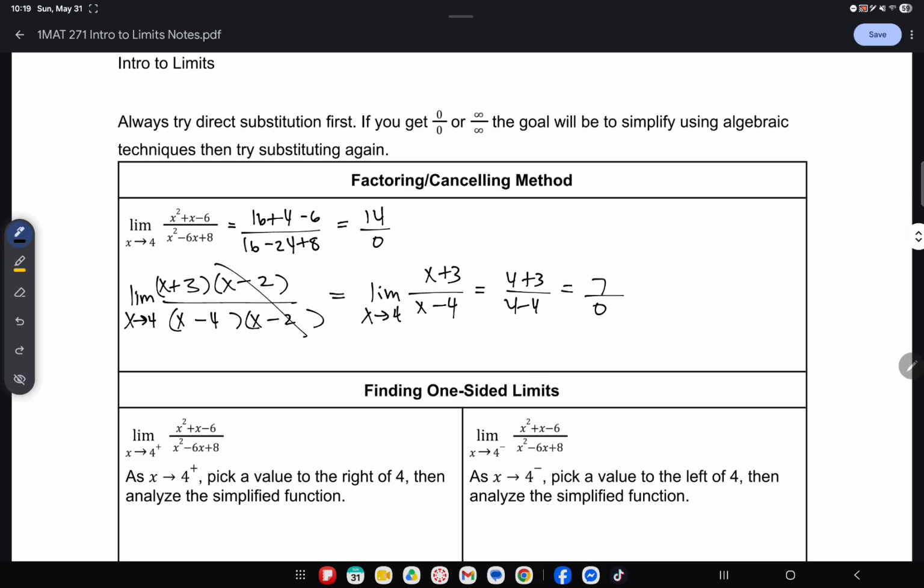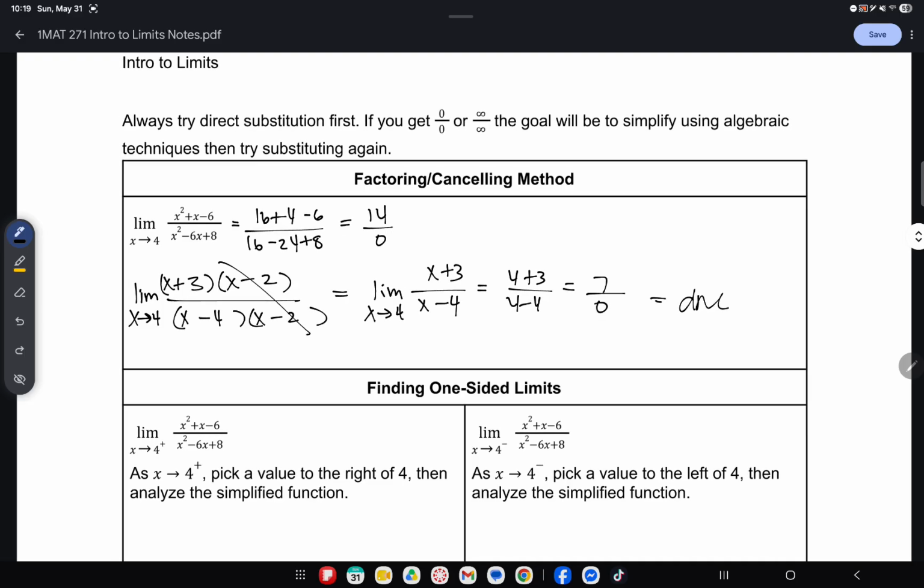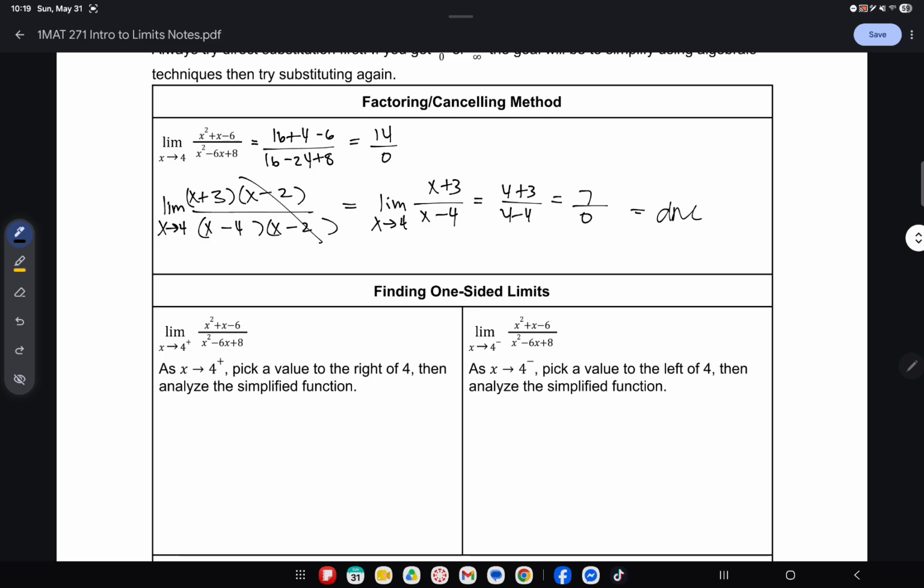And when you've done all the simplifying that you can and you still get a number over 0, we actually say that this doesn't exist, because this is going to create a vertical asymptote. Think back to rational functions. Having a 0 in the denominator creates a vertical asymptote. So it's that unbounded behavior, right? So the general limit will not exist.